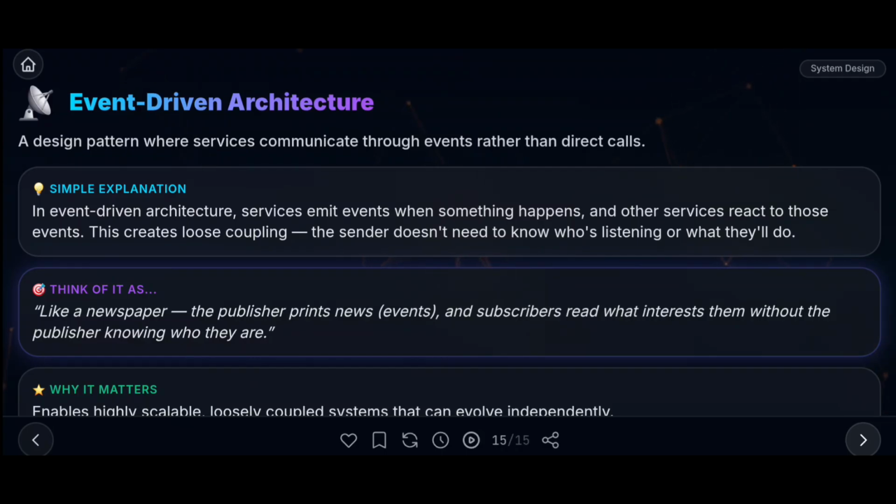That's all about today's discussion and the top 15 system design concepts. This is very useful for your interview purpose.